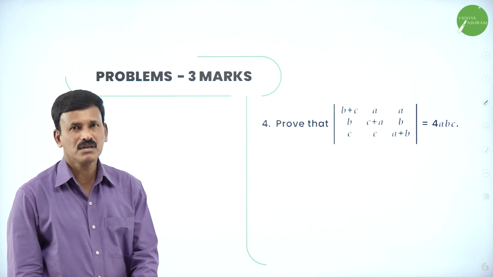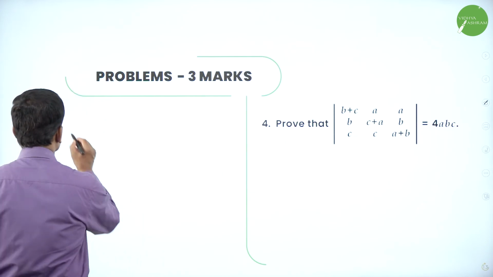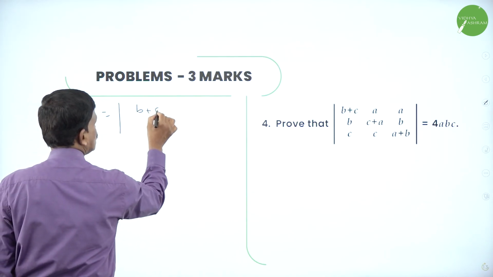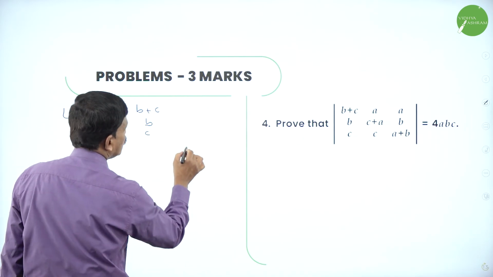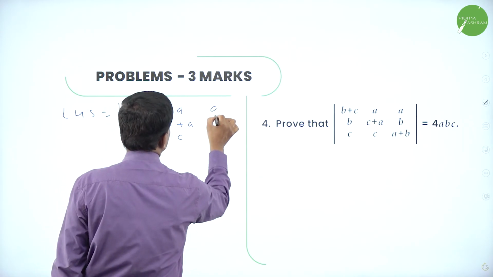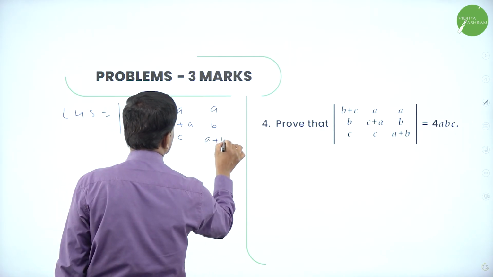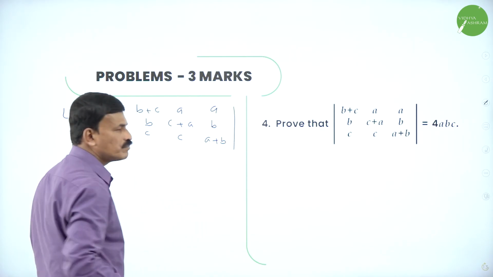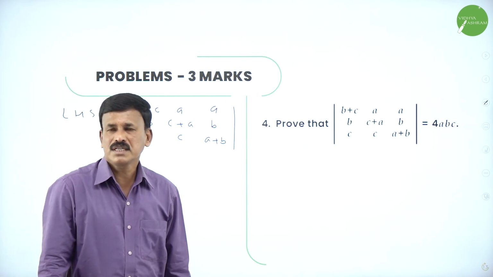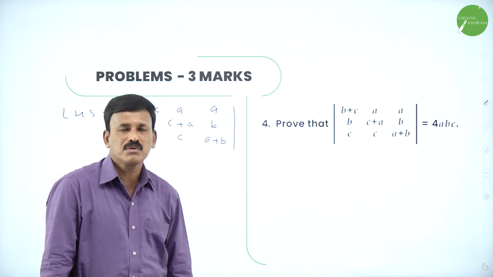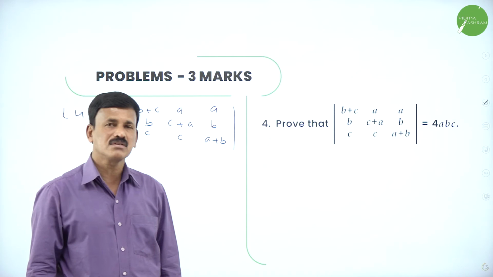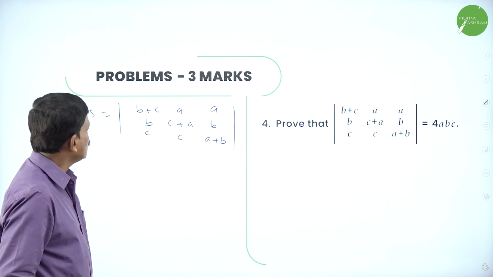Now let us take LHS. What is LHS here? LHS: B plus C, B, C; again A, C plus A, C; and A, B and A plus B. Now try to simplify as much as possible. At a stage, if it is not possible to simplify, just expand with respect to the first row, that's all. Now let us take the LHS. What is LHS?